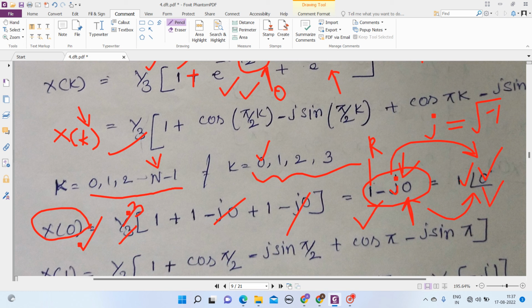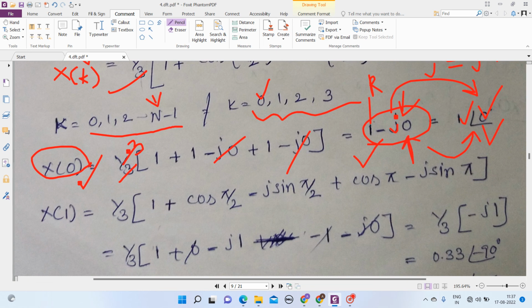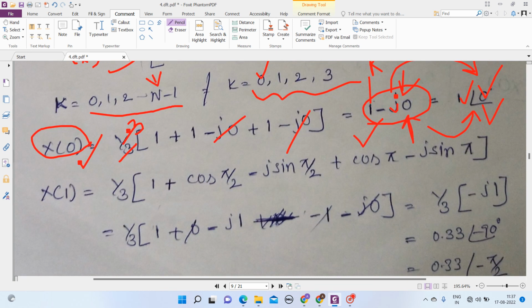Just try to solve this at your home. Otherwise I will make one video and you can watch that video. Similarly, you have to solve for X of 1, X of 2 and X of 3. I will just explain X of 1.